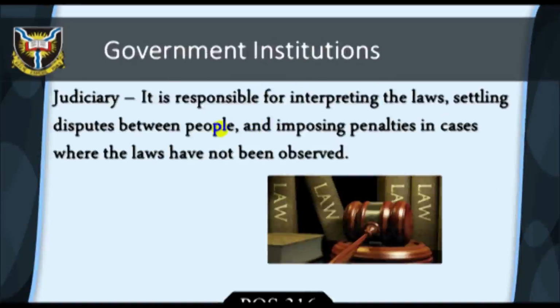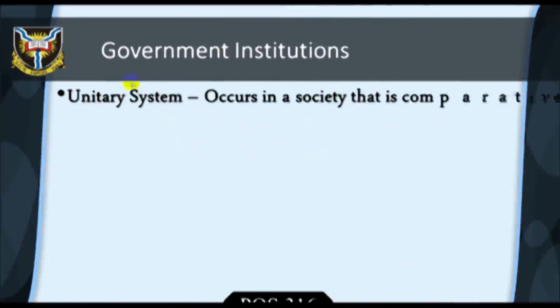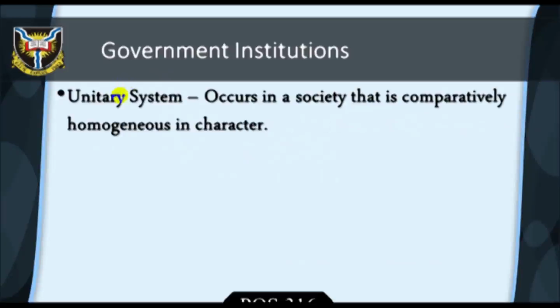Judiciary. This is the branch that is responsible for interpreting the law, settling disputes between people, and imposing penalties in cases where the law has not been observed. Before we delve into a detailed explanation of the four, that is the unitary, federal, presidential, and parliamentary institutional forms of the state that were highlighted in the preceding section, we need to note that the adoption of any particular institutional structure in a state is due partly to historical factors and partly to the wishes of the particular communities.